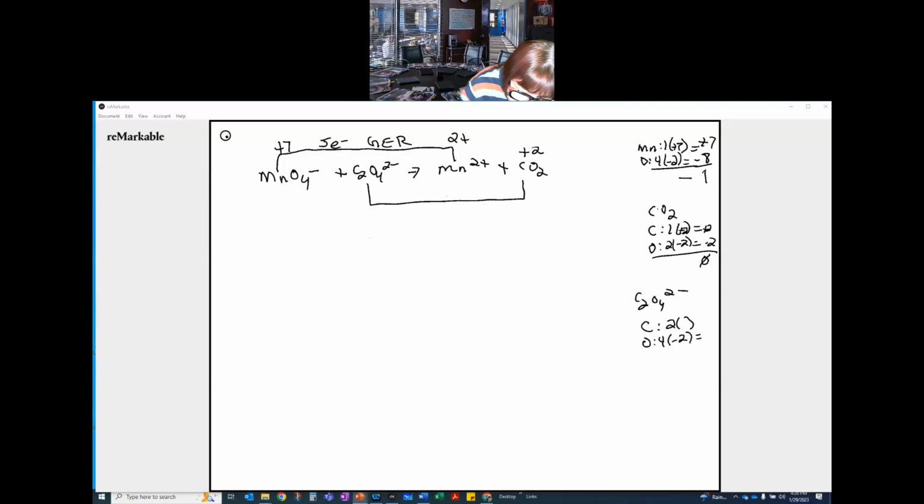The oxygens are -2s. That gives me a -8. And of course, the overall charge on this thing is -2. So in order to have a -2 left, I need to add a +6 to that, right? So that needs to be a +6 right there. But there are 2 of them, so each one of them has to be a +3. So we go from +3 to +2.